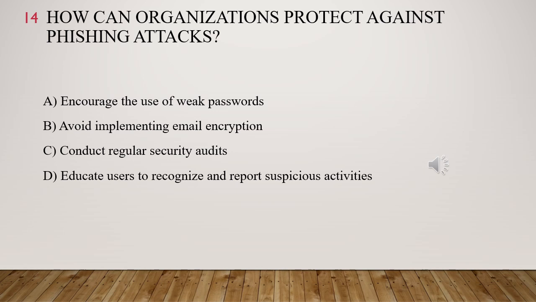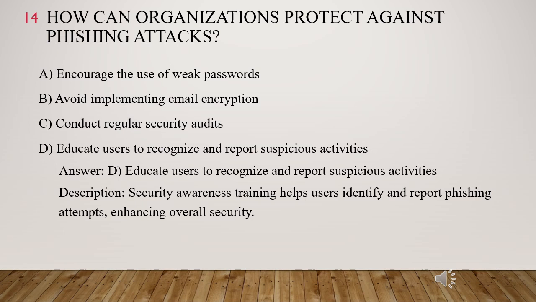Avoid implementing email encryption. C. Conduct regular security audits. D. Educate users to recognize and report suspicious activities. The most effective way for organizations to protect against phishing attacks is D. Educate users to recognize and report suspicious activities. While all the options have a role to play, user education is the cornerstone of any effective defense against phishing.